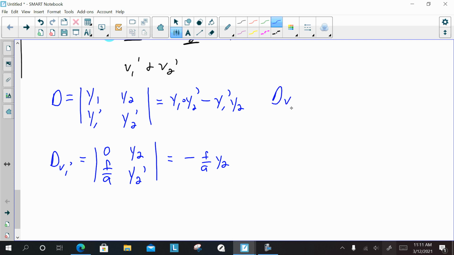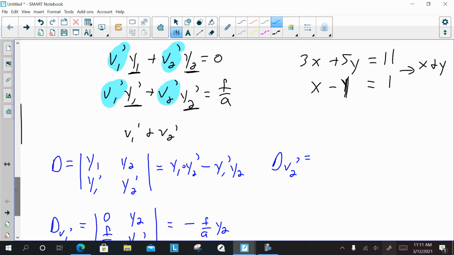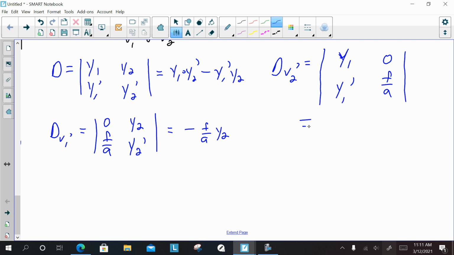And then we need a v2 prime determinant. Just like we did the v1 prime determinant, we're going to take our v2 prime column, which is the second column, and replace that with the right side. And we're going to leave the first column alone. So the coefficients in the first column are y1 and y1 prime. When we calculate that determinant, we multiply diagonally this way. So that gives us f over a times y1 minus that product, 0. So we get this.